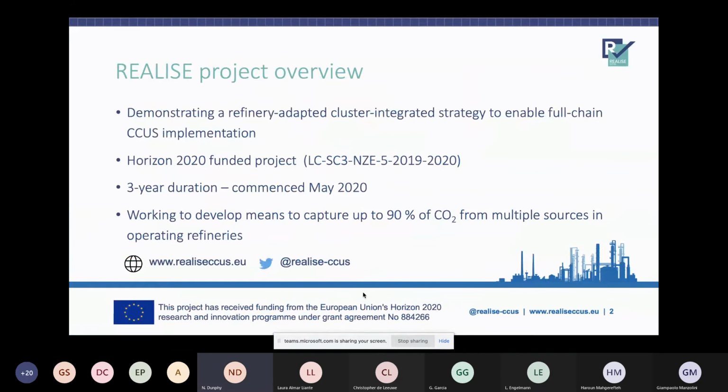So just a small overview of the Realize project, which was introduced this morning. Its full name is Demonstrating a Refinery Adapted Cluster Integrated Strategy to Enable Full Chain CCUS implementation. And really what it's doing is working to develop a means to capture up to 90% of carbon dioxide from the various multiple small sources in operating refineries. So it's a Horizon 2020 project led by SINTEF, and we commenced last May. The coordinator will be giving a talk on the technical dimensions of this project tomorrow in session 3B, I believe.